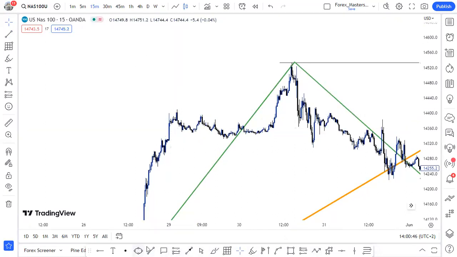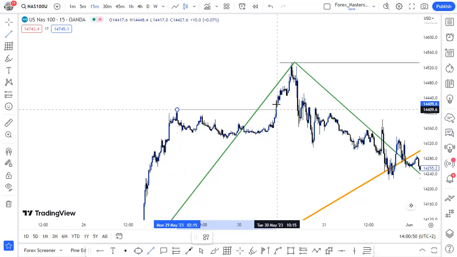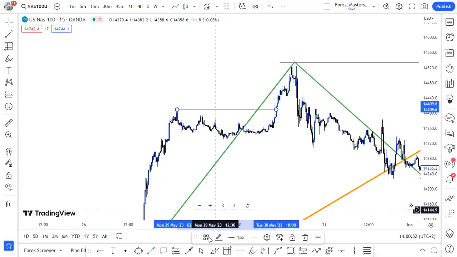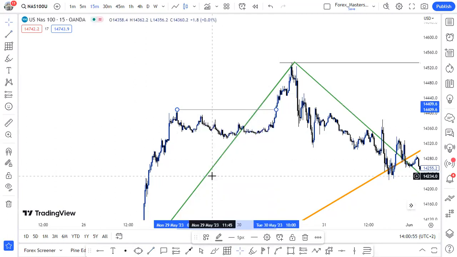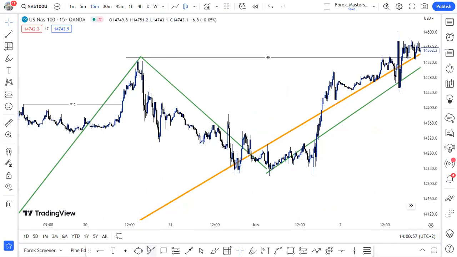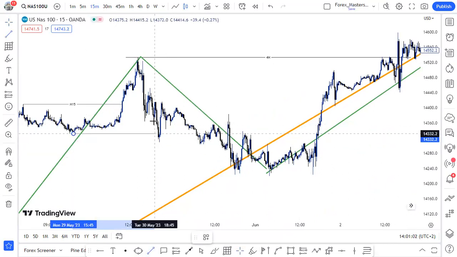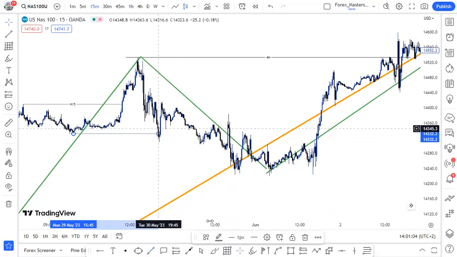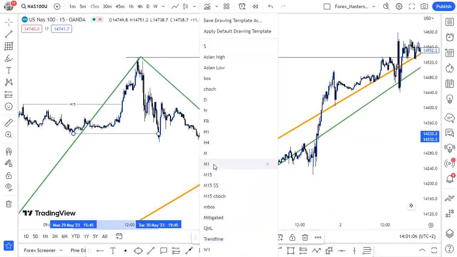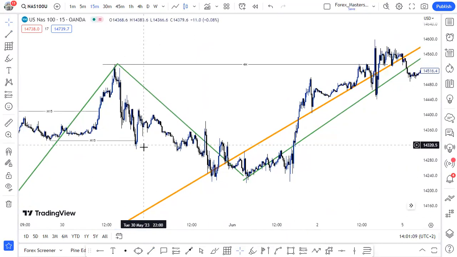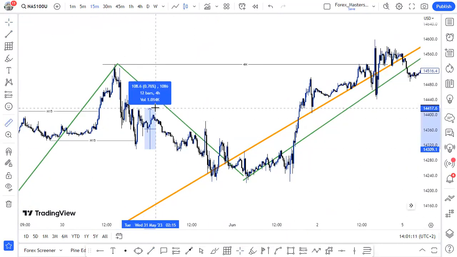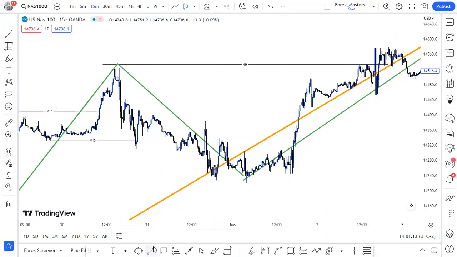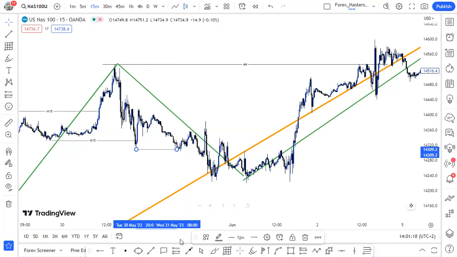So, we have a break of structure right here. Okay, break of structure. Then right here, we are now bearish on the 4 hours. So we begin to facilitate a pullback on the 4 hours. And we have this pullback right here, 108 points. It's a normal break of structure.